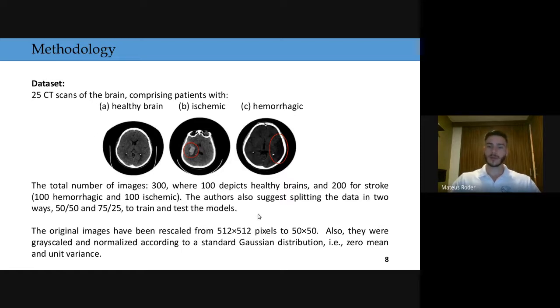The authors also suggest splitting the data in two ways: 50-50, which means 50% of the total data for training and 50% for test, and 75% of the total data for training and 25% for test. The original images have been rescaled to 50 by 50 pixels. Also, they were grayscaled and normalized according to a standard Gaussian distribution with zero mean and unit variance.